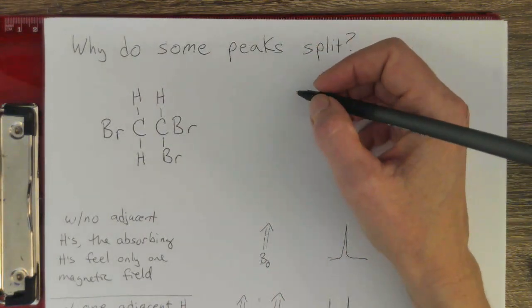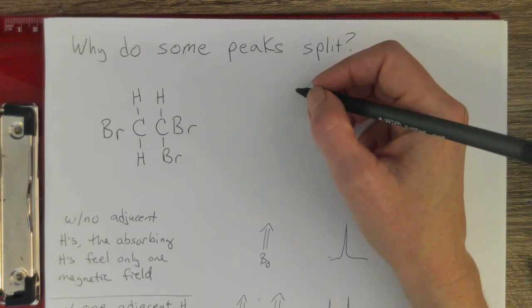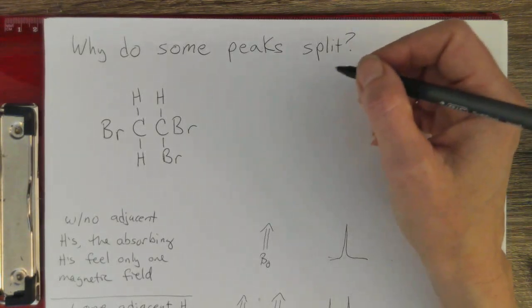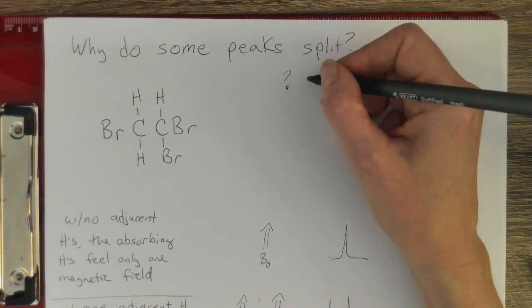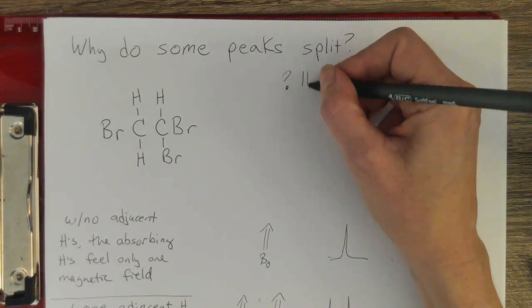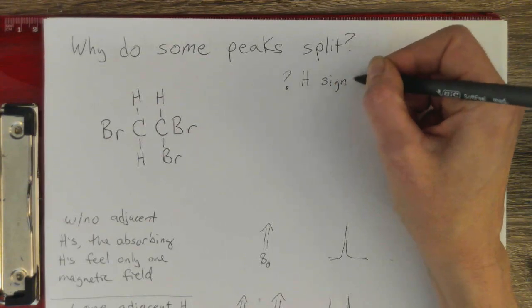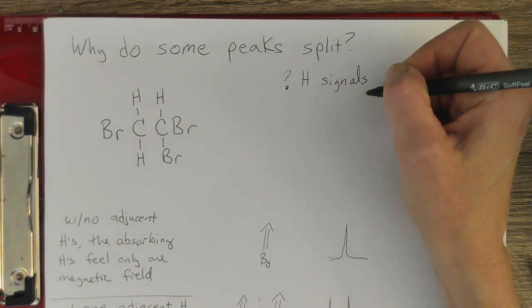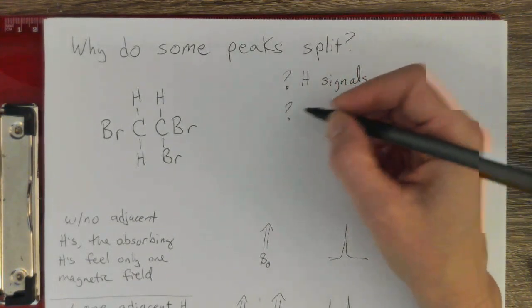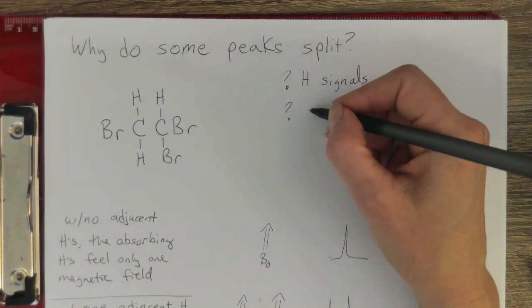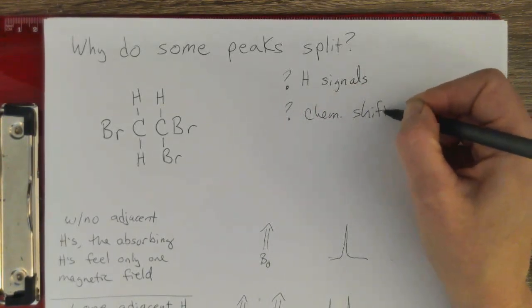So what are the important features of a proton NMR spectrum that we have taken a look at? The first one was how many proton environments there are, because that tells us how many signals we're going to see in the proton NMR spectrum for that structure. And then the next thing that we want to look at is the chemical shift of those signals.